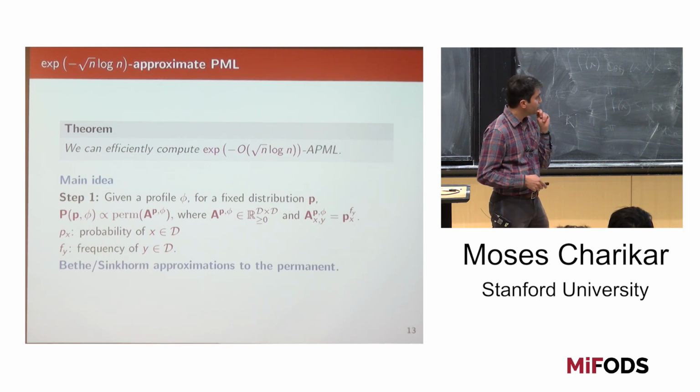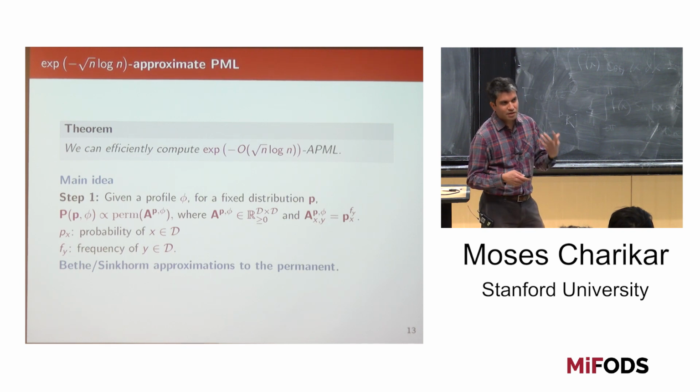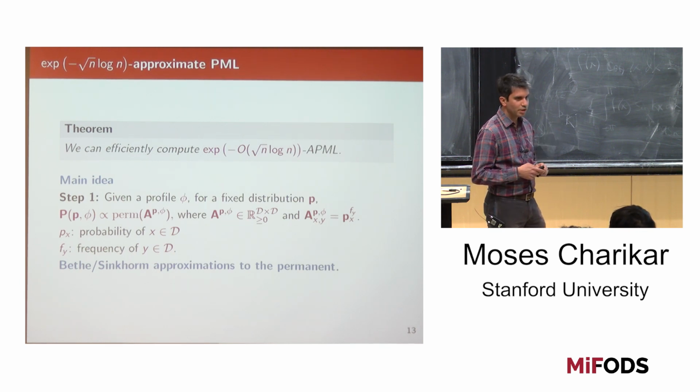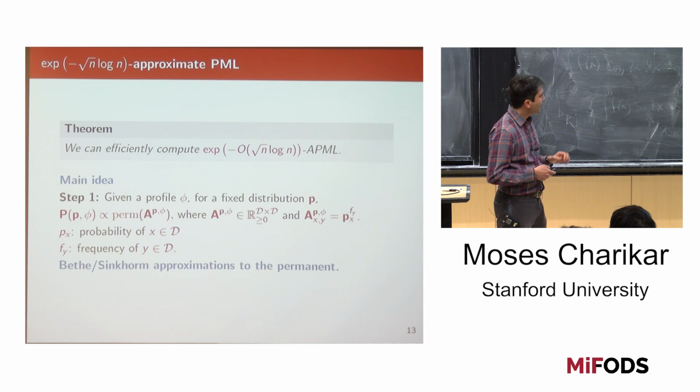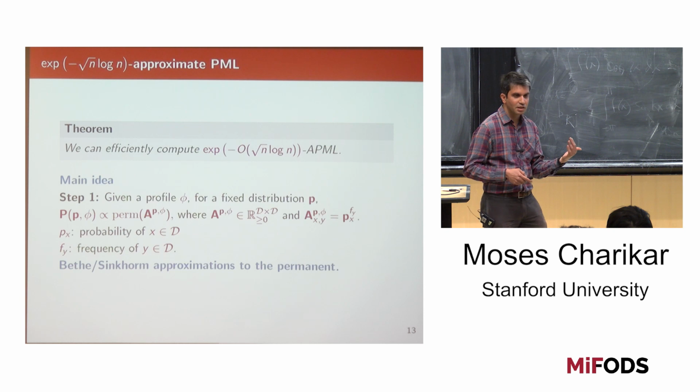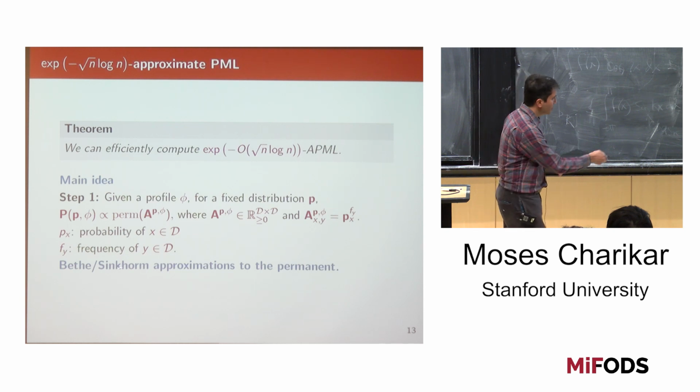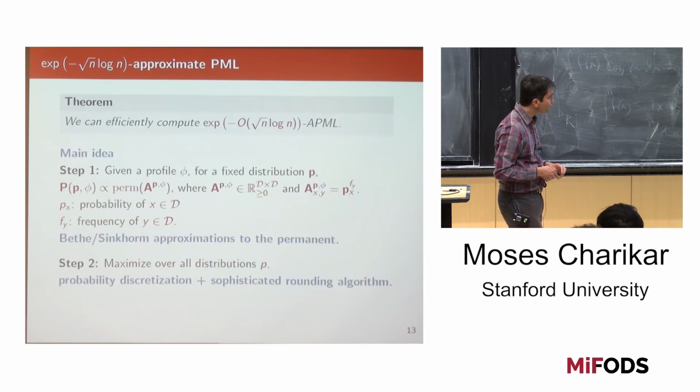So we're interested in the permanent. Permanent is kind of this complicated quantity that we don't quite have a handle on. Instead of looking at the permanent directly, we're going to use some approximations to the permanent. And we're going to use 2 well-known approximations. One is called the Bethe approximation, and the other one is called the Sinkhorn approximation.